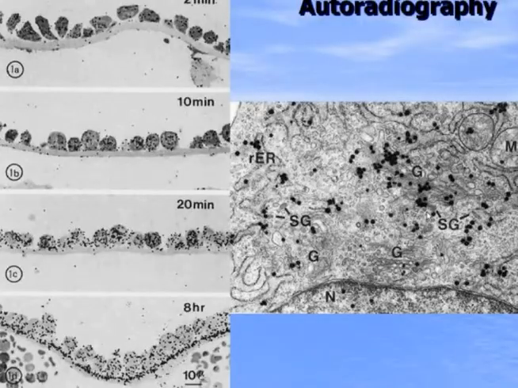Autoradiography uses substances like glucose or amino acids marked by isotopes.